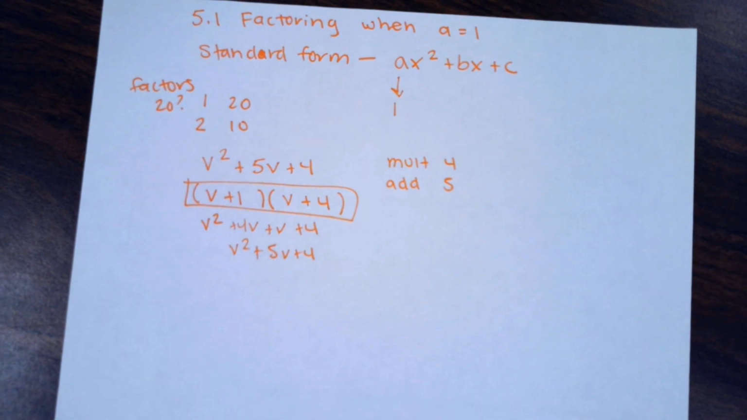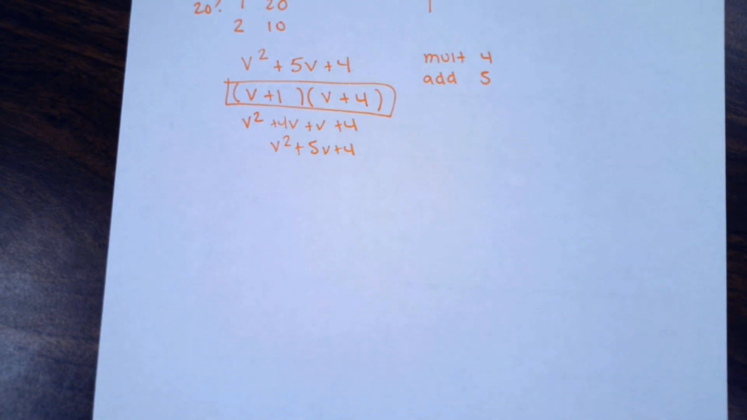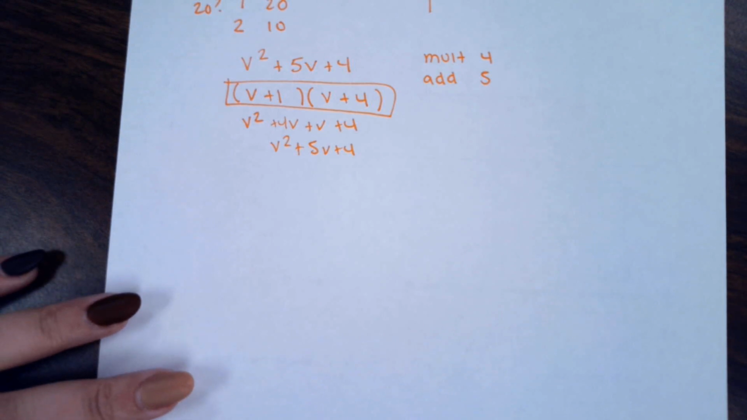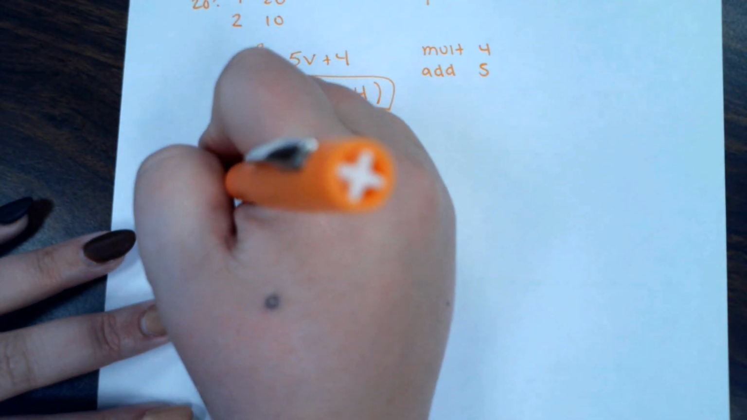Now, it might not always be that easy to find two numbers that multiply to your c value and add to your b value. So, if guess and check isn't your favorite option, or it's maybe not working for the problem that you have, there's another method we can use called the box method. So, let's look at another example.